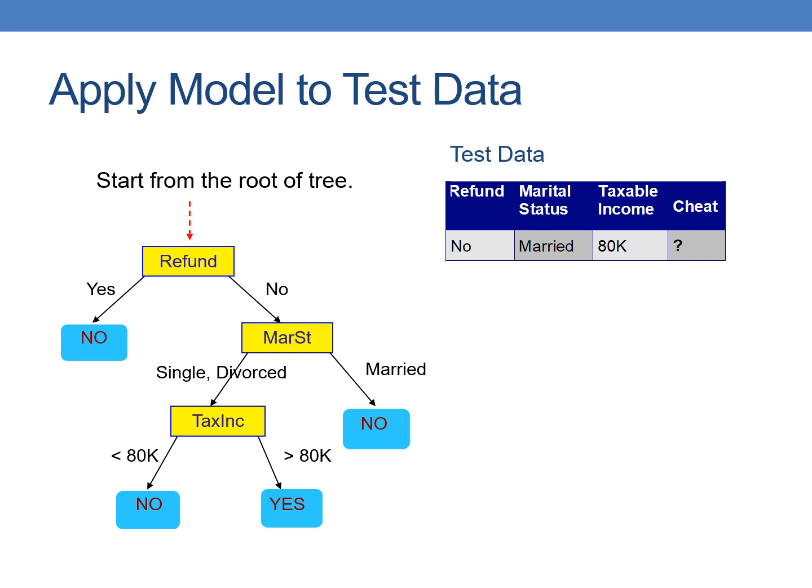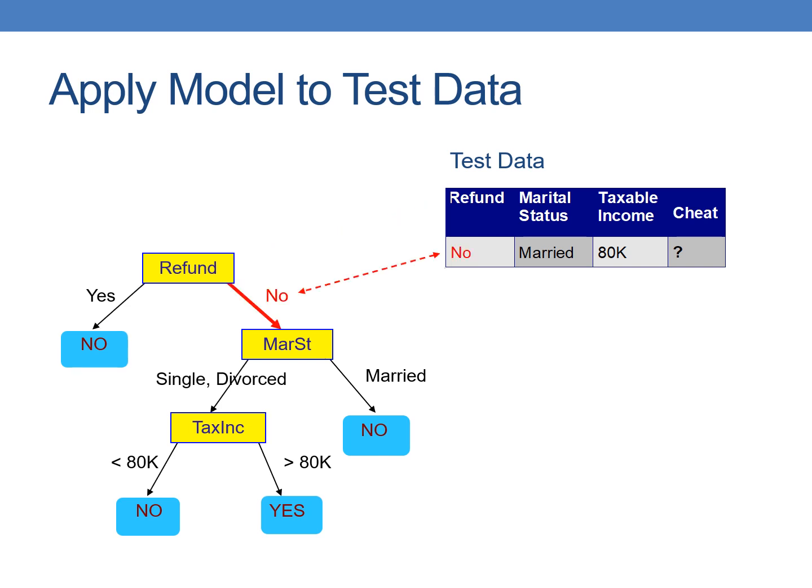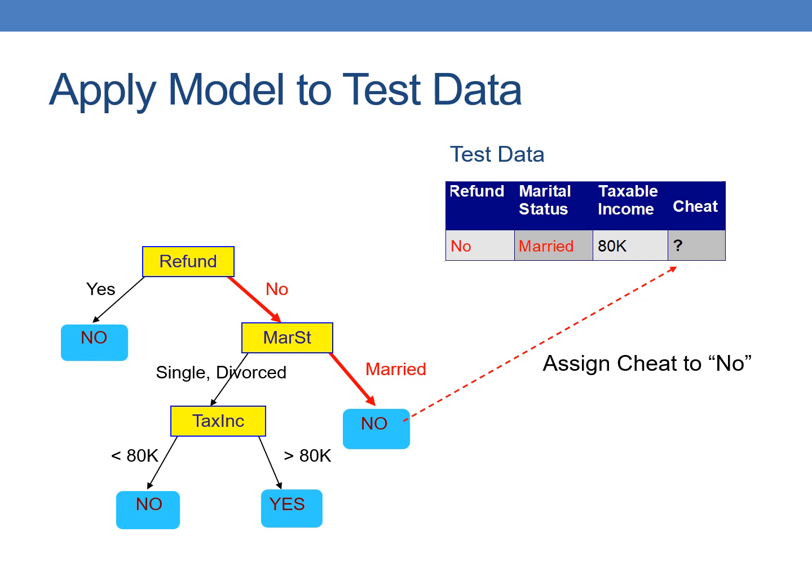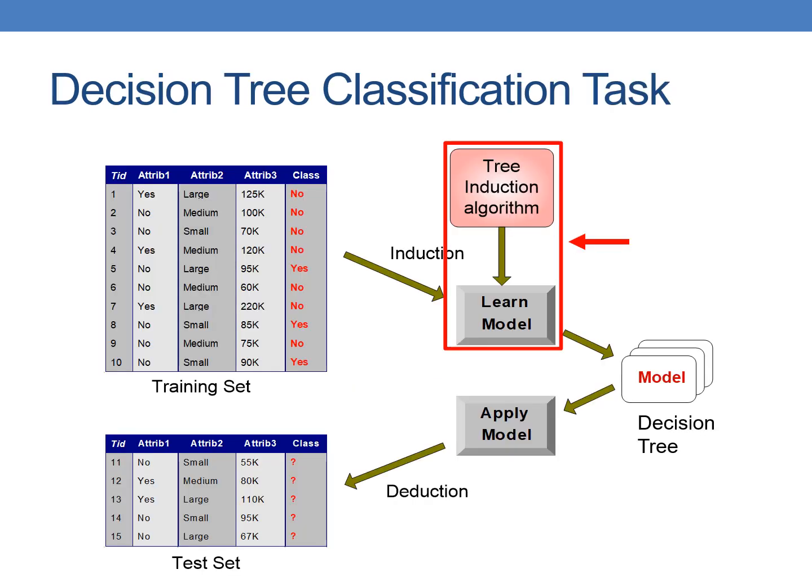Suppose there is a question: we have refund status no, marital status married, and taxable income 18K. Is it cheating or not? How? We just put it in the tree structure. Refund yes or no? They said no. Then we go for the marital status, married. Married means automatically he is not cheating. So we get the conclusion that he is not cheating. This is the way we can apply it, and this is explained elaborately, and we can identify the outcome. So this is the example of decision tree classification.